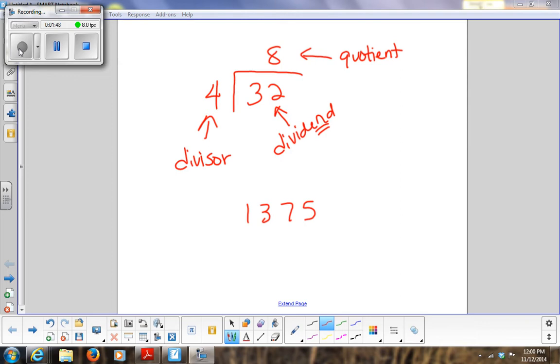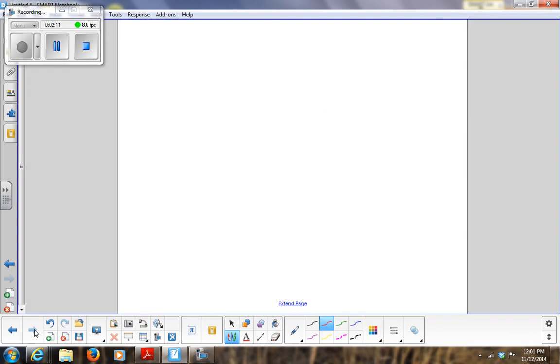Okay, what is this place value here? Everybody. 1. Okay, what about this one? 10. What about this one? 100. Good. Okay, so when I ask you where do you place the quotient on a division problem, you need to tell me if it's over the ones, tens, hundreds, or thousands. Okay? All right, taking a look on page 181.